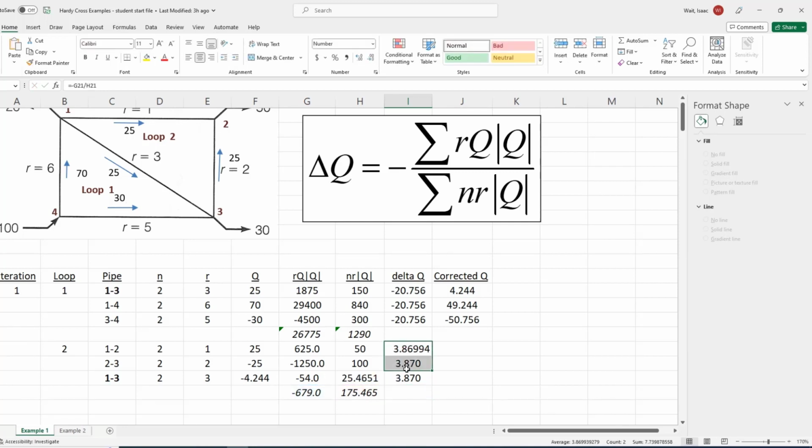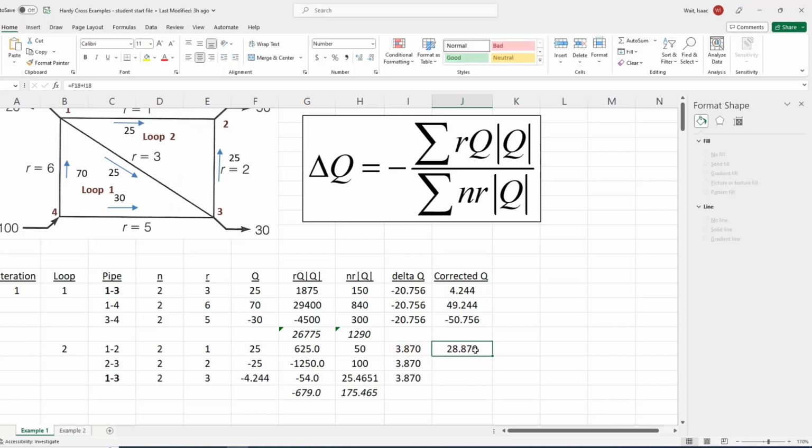These look different, but they're not. It's just the amount of digits that has been displayed. And it's centered. There we go. It's the same. Okay, and then corrected Q is the original flow rate plus the correction.